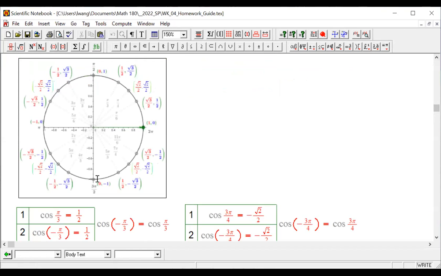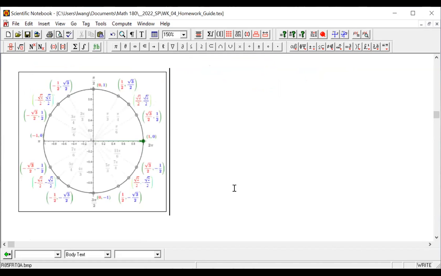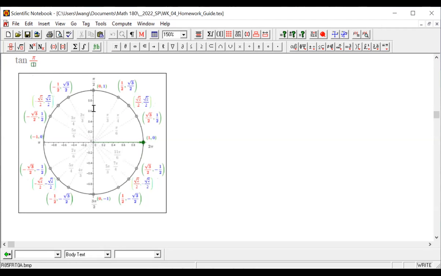So once again, if you draw your tangent curve, that's okay, right? What we are going to see is tangent pi over 6, tangent pi over 6, right?